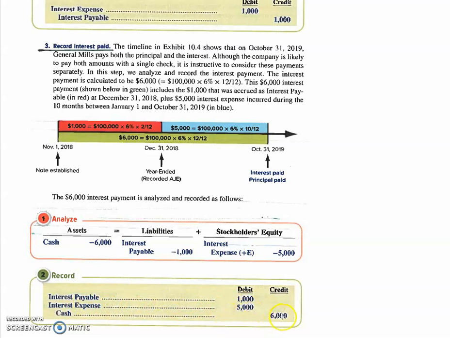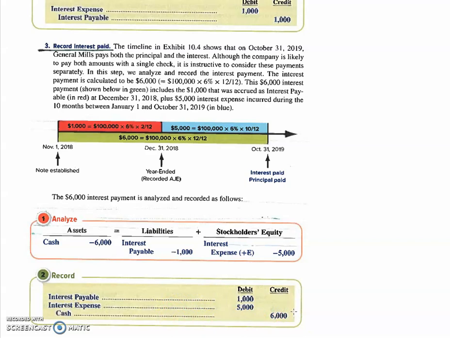Credit cash for $6,000. Now again, another way to do that would be to record the $5,000 with a debit to interest expense, credit interest payable, and then interest payable has a credit balance of $6,000. Debit interest payable for the $6,000, credit cash for the $6,000. Hope I'm not confusing y'all with that, but it's just kind of an easier way to see it.